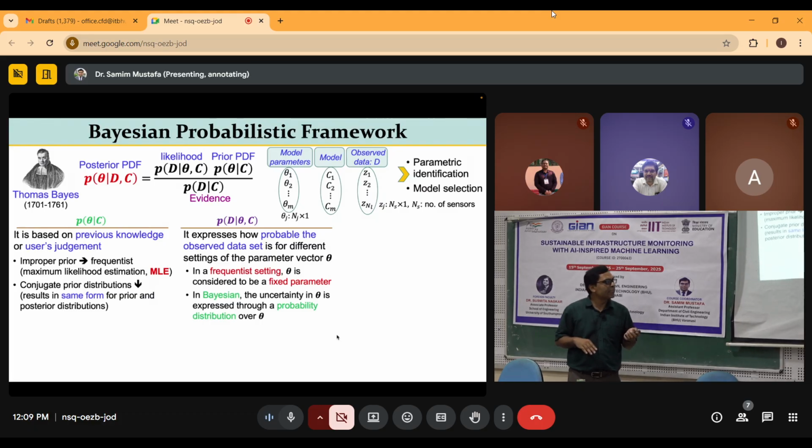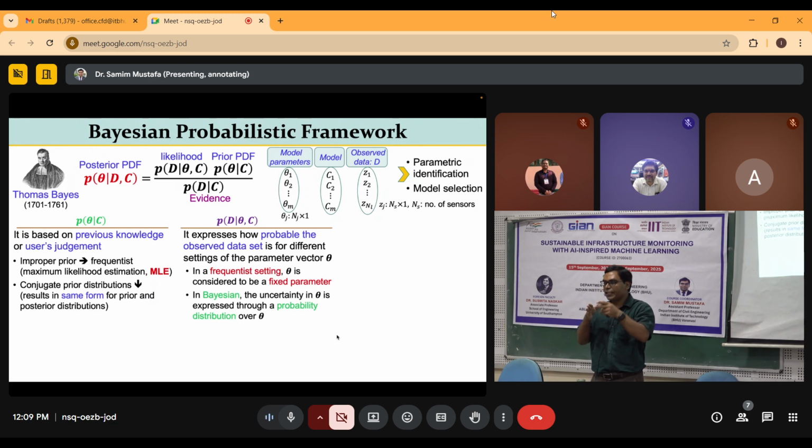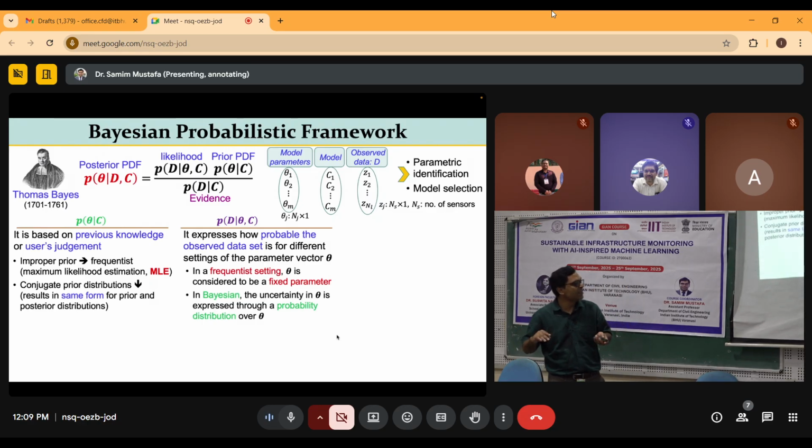Then there is the term probability of D conditioned on theta, which is the likelihood function. This expresses how probable the observed data set is for a defined setting of the parameter vector theta. It means how well your model prediction matches your observed data set, and that is governed by the likelihood function. So this correlates the model prediction and the response from the structure. Basically it minimizes the error term between the model prediction and observation. How it does that will be discussed in a subsequent slide.